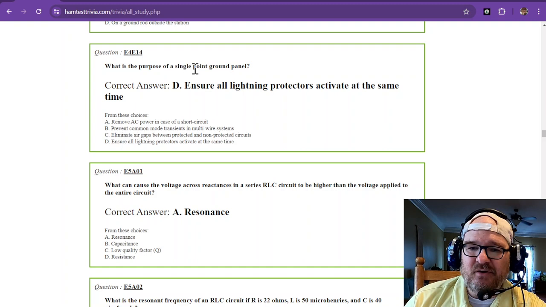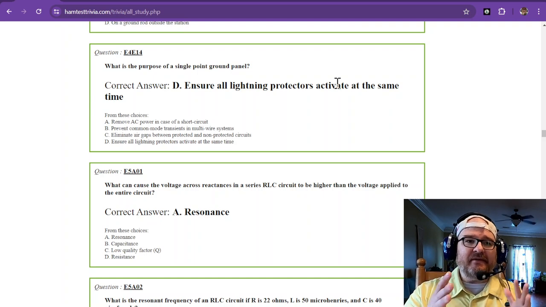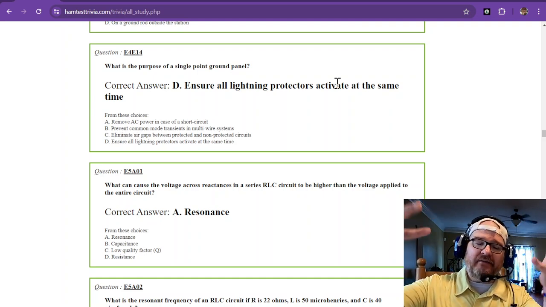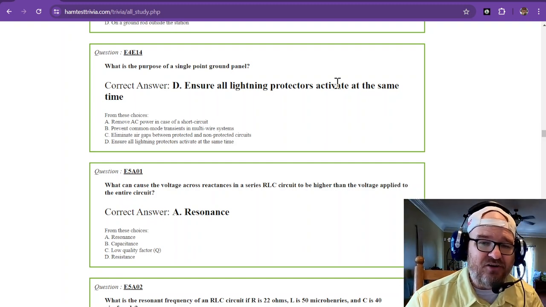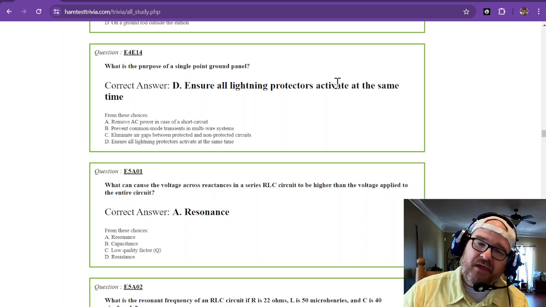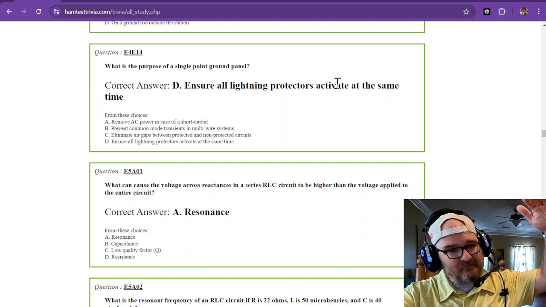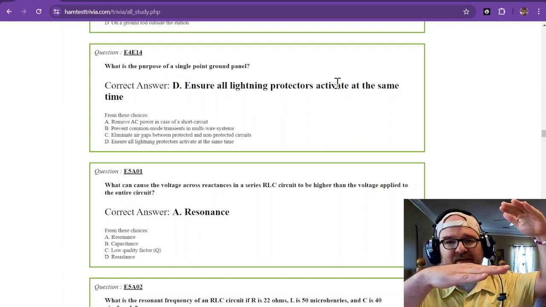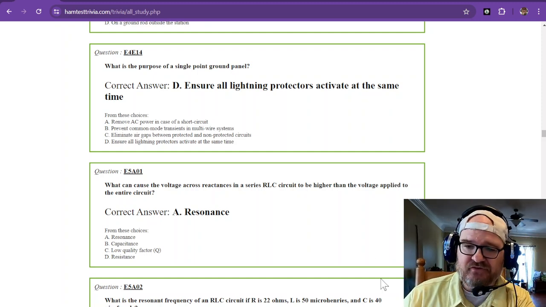What is the purpose of a single point ground panel? That is to ensure all lightning protectors activate at the same time. So if they all activate at the same time, it limits that potential difference after that. It's not always the lightning that kills, but the potential difference caused by that lightning. If everything rises and falls at the same time, you're good. But if something rises and the other thing stays the same, now you have a difference in potential. And that difference in potential is going to flow somewhere, and that's usually what kills your rigs.